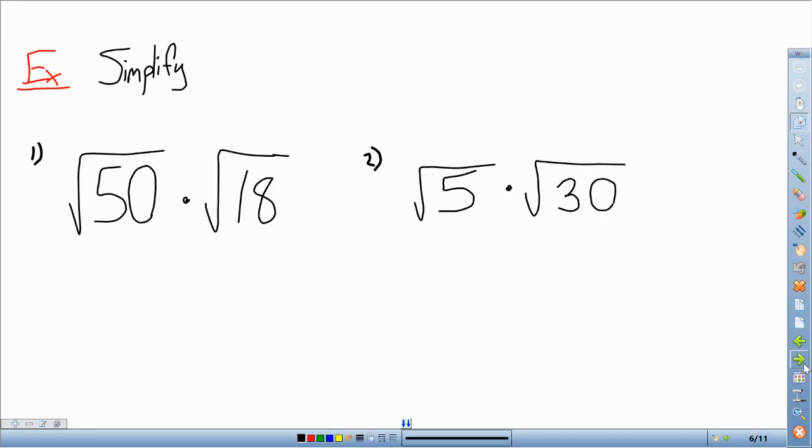Okay, so let's keep moving along. We're going to try some. What happens when we have multiple radicals being multiplied together? Okay, go ahead and get both of these. We'll do them together.